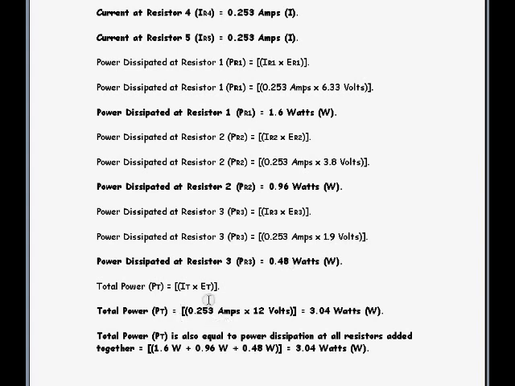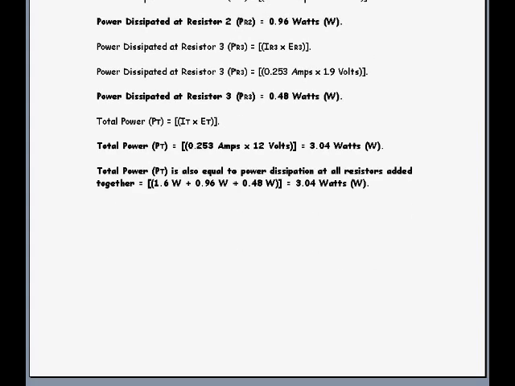Then we take the total current times the total voltage to get the total power. Then we check the work by adding all the power dissipation at each resistor. It equals the same value, so this is all correct. That completes this lecture on DC series electrical circuit analysis.